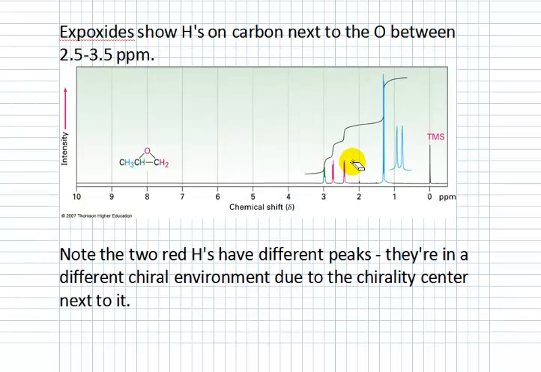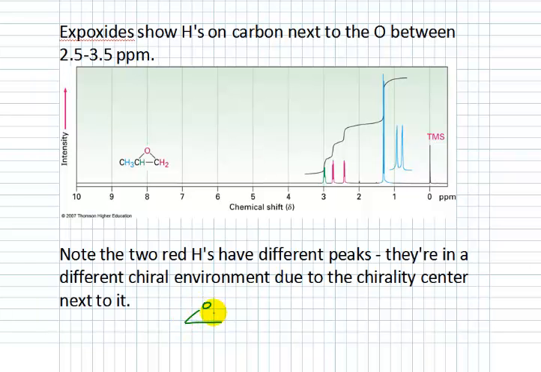Epoxides are a little less shifted than normal ethers are, just because of all that ring strain that brings a little extra electron density in around them where there normally wouldn't be any. So CH2 here, right, and the other CH, they're going to be pretty similar to each other.